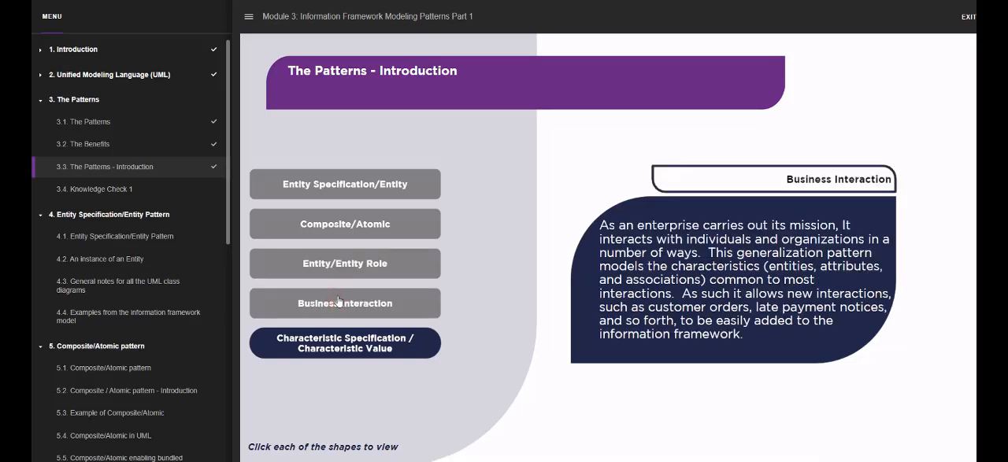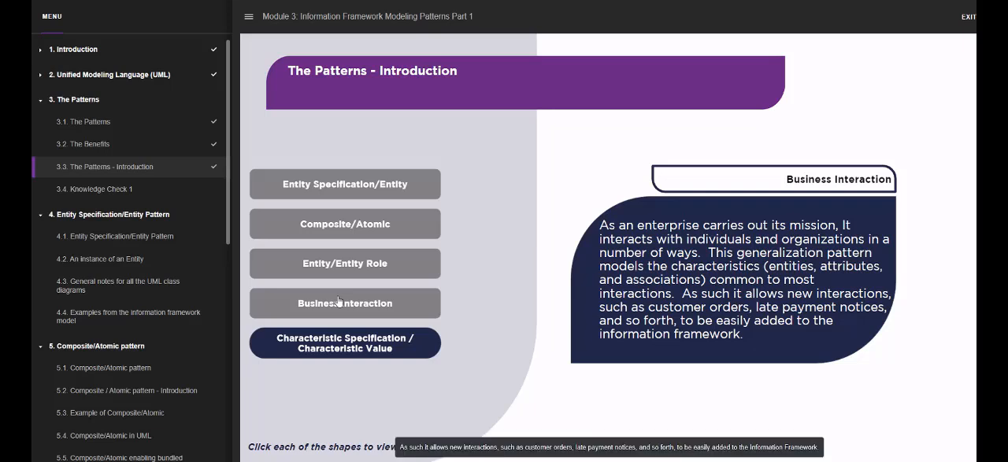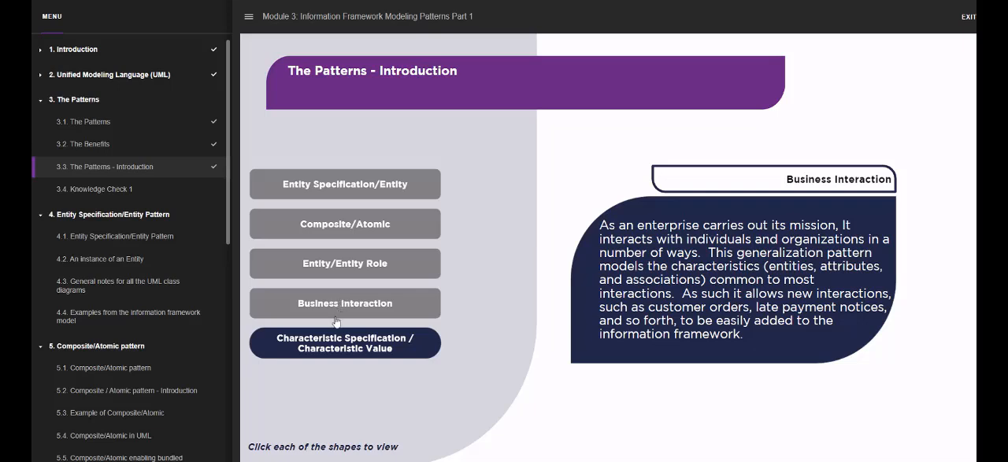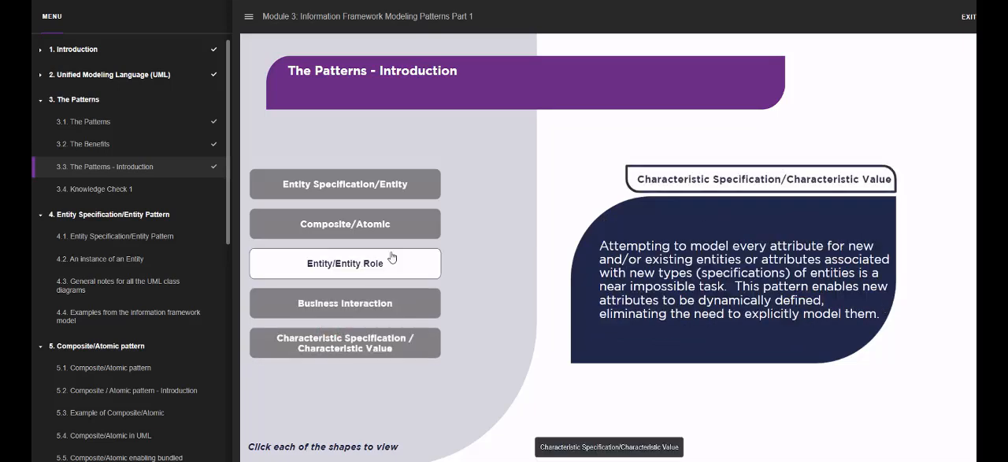Business interaction. As an enterprise carries out its mission, it interacts with individuals and organisations in a number of ways. This generalisation pattern models the characteristics, entities, attributes and associations, common to most interactions. As such, it allows new interactions, such as customer orders, late payment notices and so forth, to be easily added to the information framework. Characteristic specification, characteristic value.